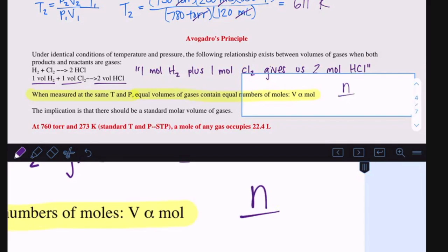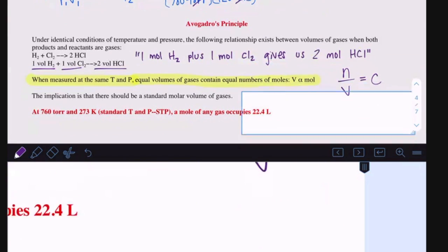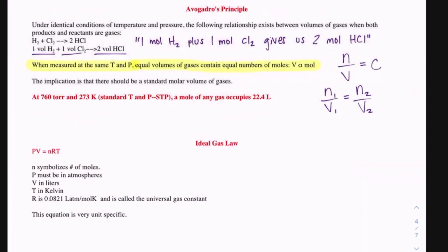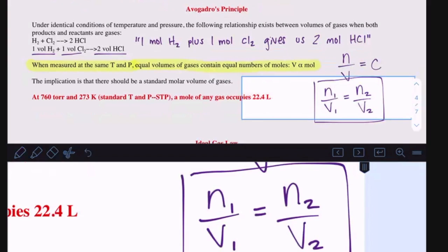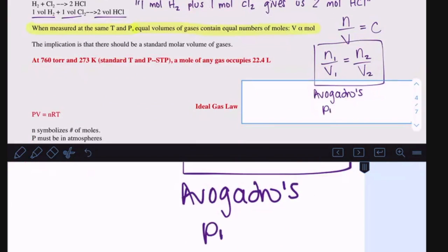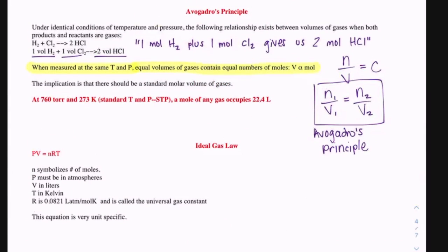All right, so now if we do what we've been doing before and write this out, we can say n. Just as a reminder, whenever we write n, that stands for the number of moles. So that's lowercase n. So n over V equals some constant C, right? That looks familiar as to what we've been doing with our other gas laws. And as we know, we can set one instance equal to another instance, drop out that C, and this is what we are left with. And this right here is Avogadro's principle. All right, so that is our new law we're going to be looking at.